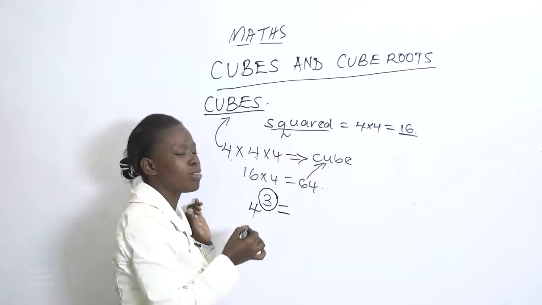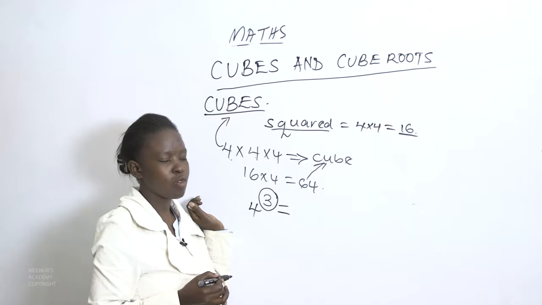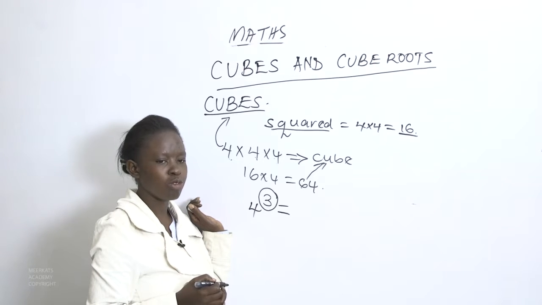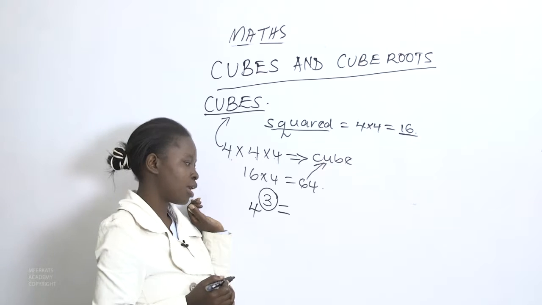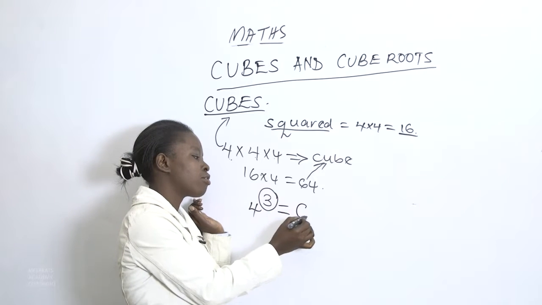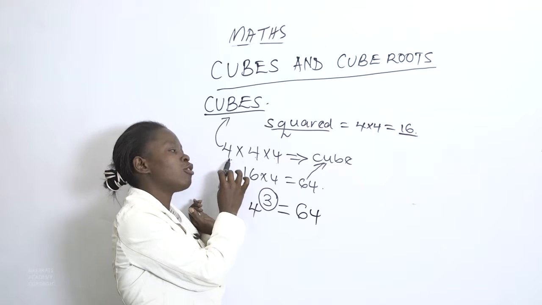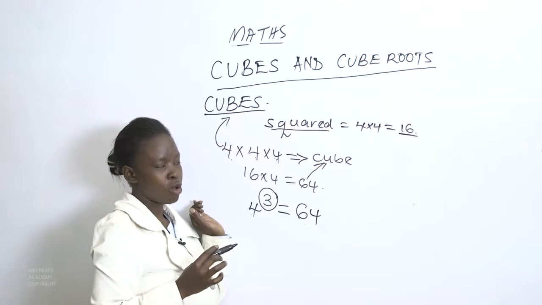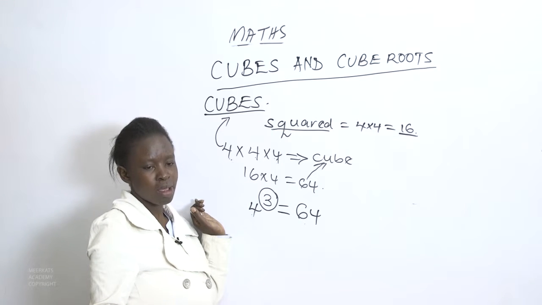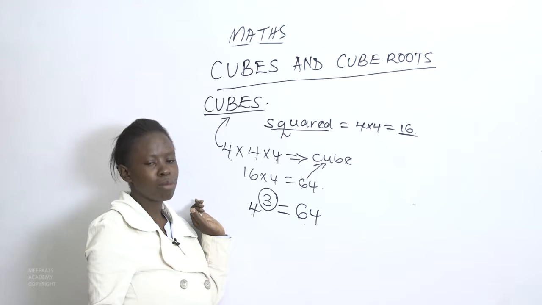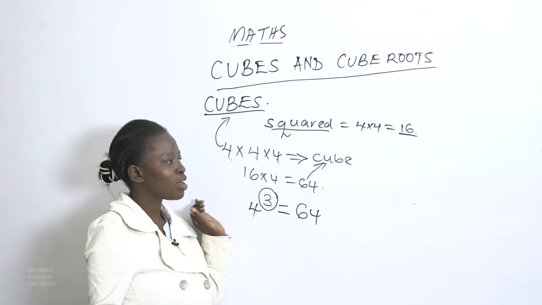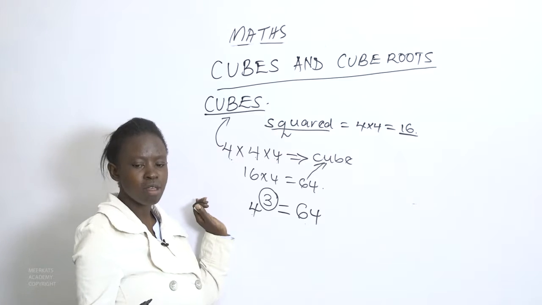When you see a number written to the power of 3, it simply asks you to find the cube of that given number. So 4 to the power of 3 is 64. Instead of writing 4 times 4 times 4, I can simply write 4 cubed is 64. So a cube is that number that is obtained after multiplying the number repeatedly 3 times.